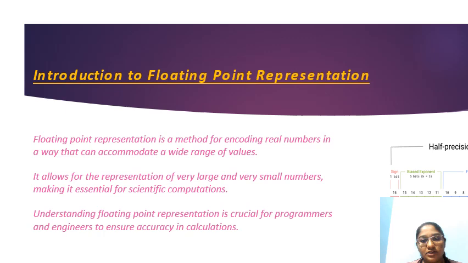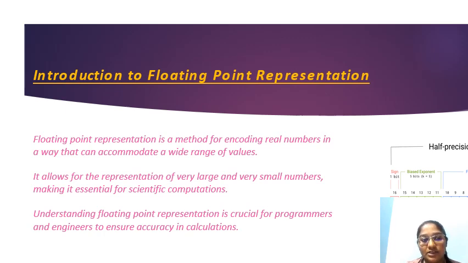Floating point representation is a method for encoding real numbers in a way that can accommodate a wide range of values. It uses a scientific notation like format. In the format, there are different parts: sign bit, exponent, and fraction. We also have different types of formats, like single precision and double precision. In this video I'm going to discuss single precision and double precision.